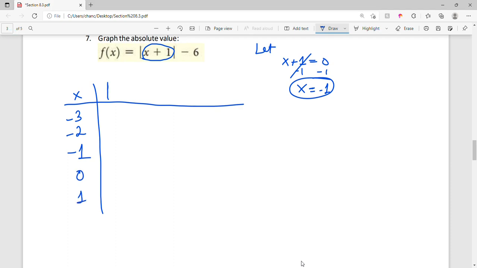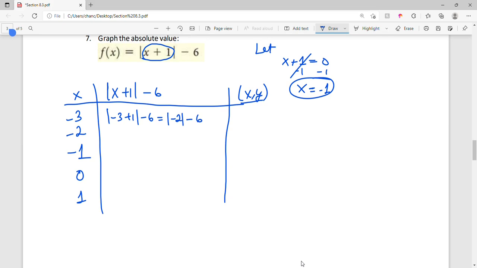In the middle here, we'll use the function, the absolute value of x plus 1 minus 6, and far to the right, we're going to write down our ordered pairs. Let's plug in a negative 3. The absolute value of negative 3 plus 1 minus 6. We'll have to do the inside first. The absolute value of negative 3 plus 1, well, that's the absolute value of negative 2 minus 6. Well, the absolute value of negative 2 is actually positive 2. Positive 2 minus 6 is equal to negative 4. So our first ordered pair is negative 3, negative 4.